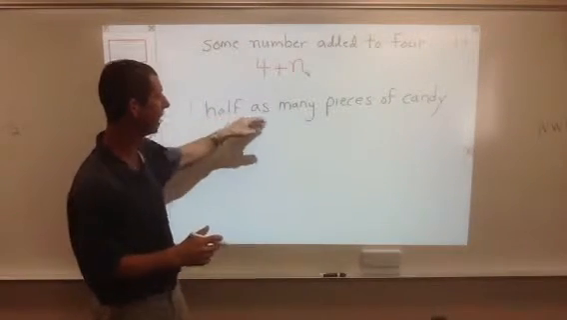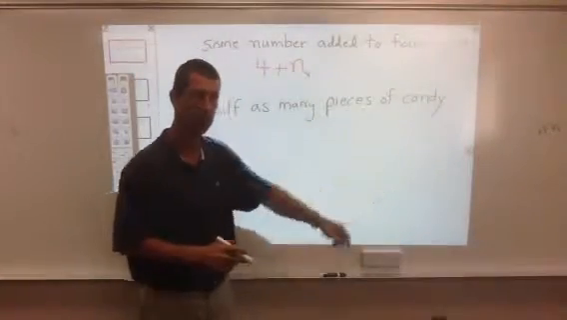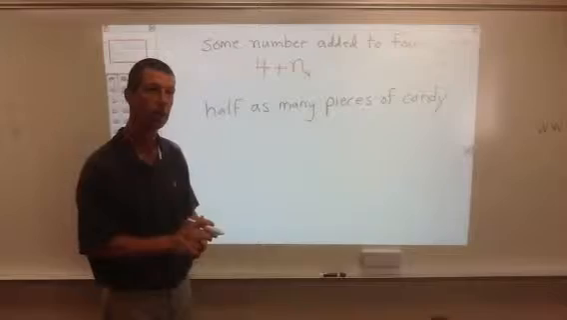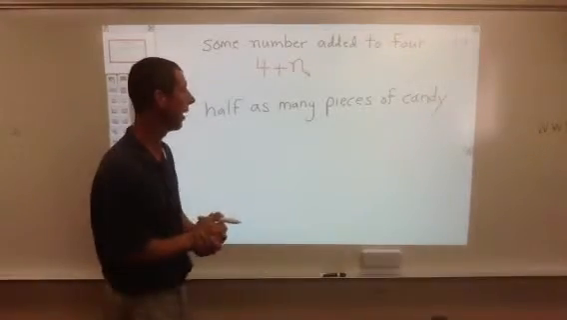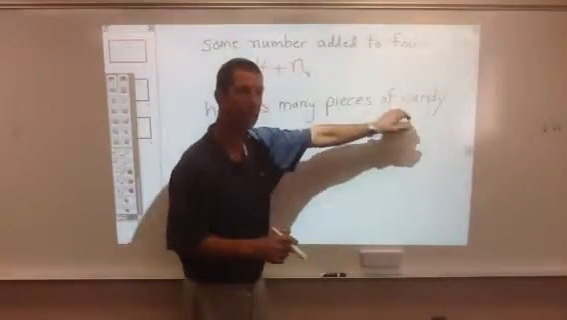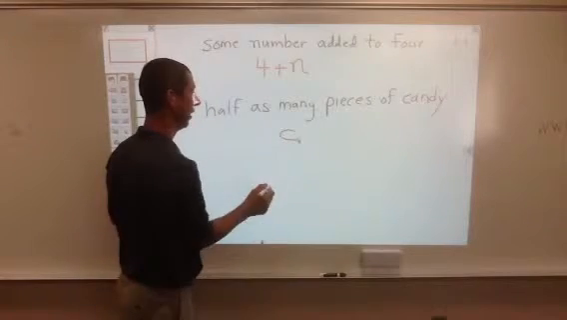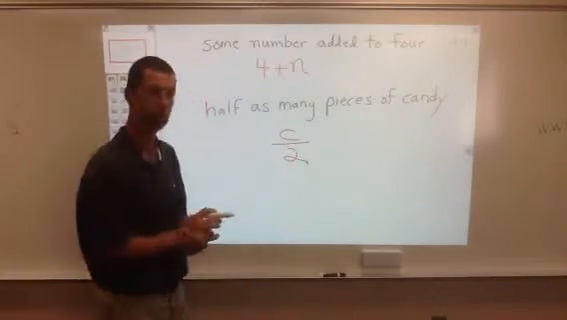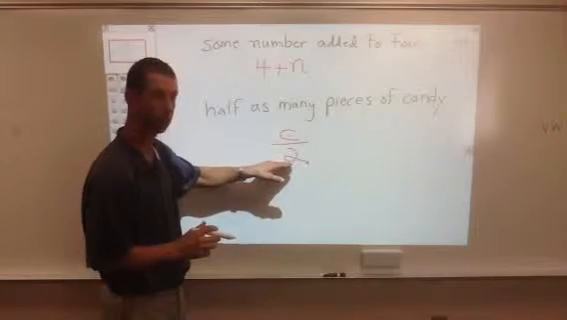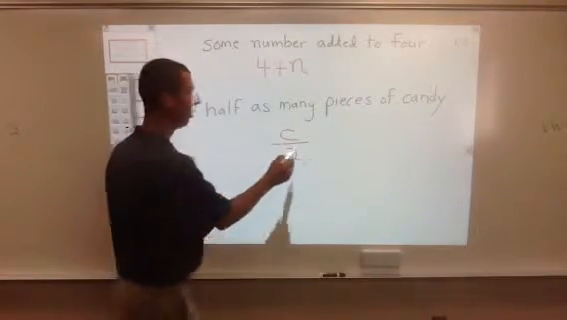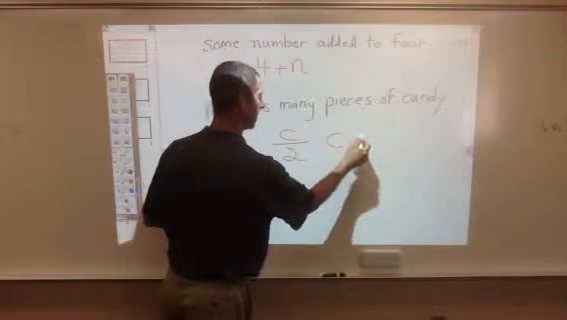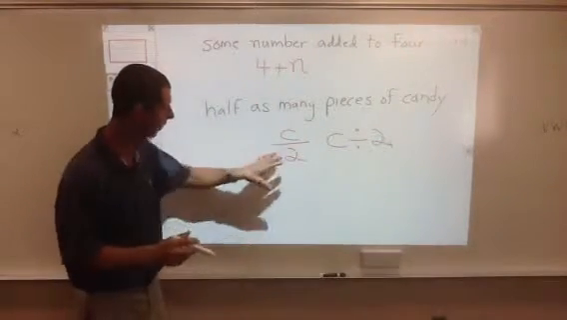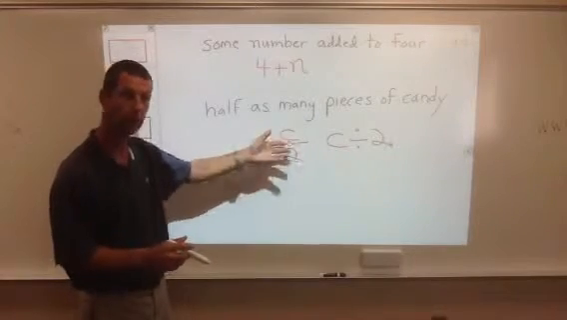Okay, here's another one, half as many pieces of candy. Well, when we cut something in half, we divide it by 2. So we're thinking division here. I'm going to have C for candy, and I got to cut the candy in half, so I'm dividing it by 2. So C divided by 2. This is one way it could be written, or it could be written like this, C with the division sign and 2. Now in this expression, the order does matter.